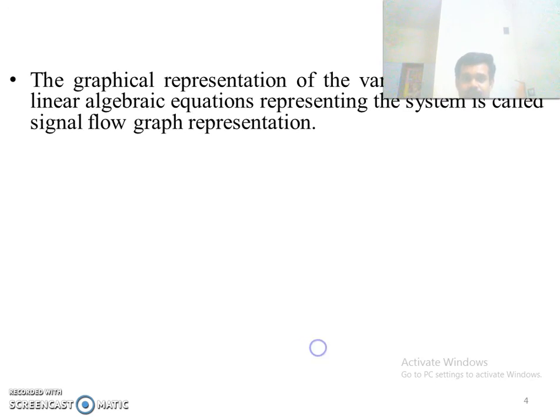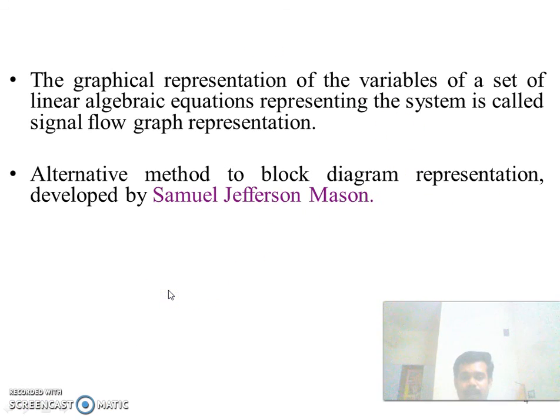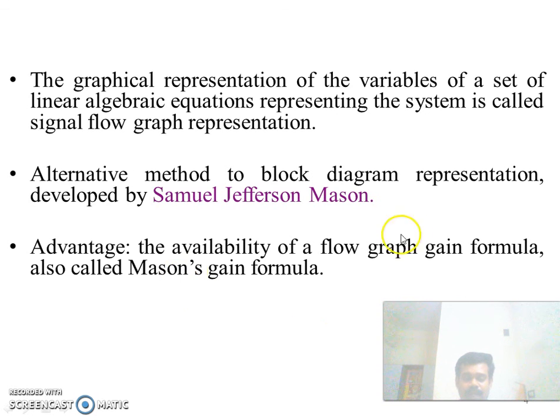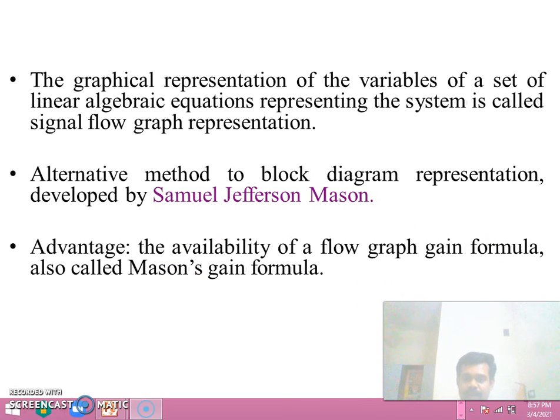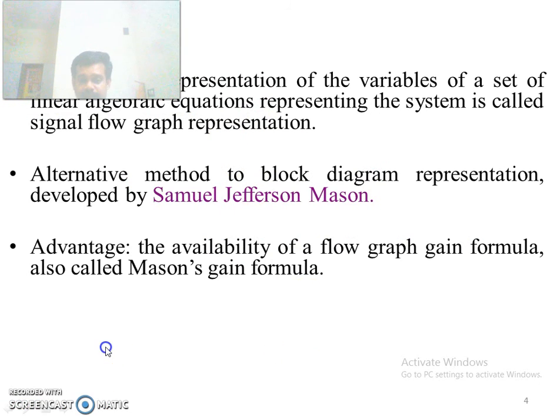The signal flow graph can also be defined as the graphical representation of the variables of a set of linear algebraic equations representing the system. It is called signal flow graph representation. So it is an alternate method to block diagram representation. The advantage of this signal flow graph, as I already told you, is that by using Mason's gain formula, we can find the overall gain of the system.